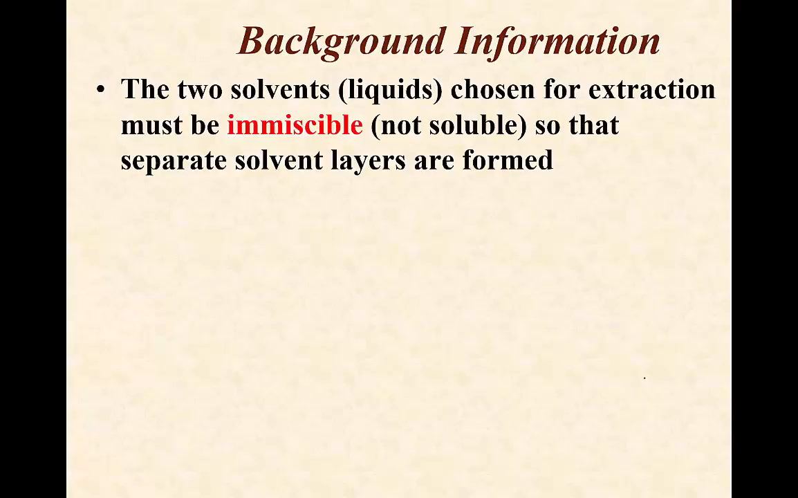How do we decide what solvent to use? Well, the solvents that are used must be immiscible with one another. So remember, in extraction from a liquid to a liquid, you have two liquids involved. If they are miscible with each other, soluble in each other, you're not going to be able to separate the two liquids. You're not going to be able to get a compound to go from one layer to another because there are no layers. So we need immiscible compounds.